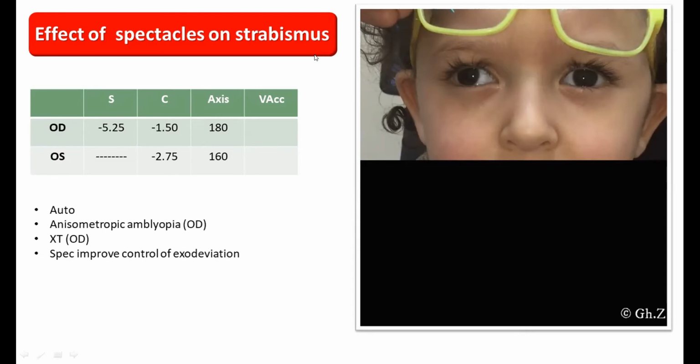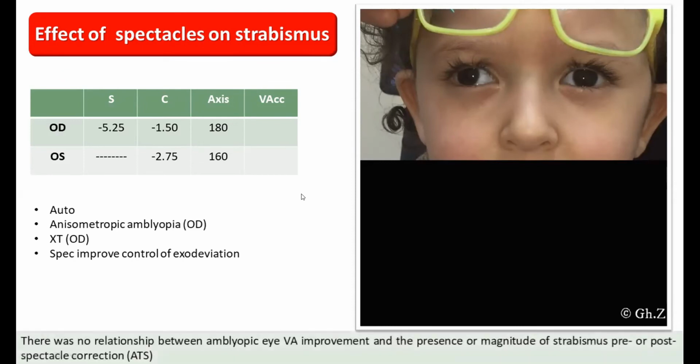But in general, if we have an exodeviation and a myopic astigmatism or myopic refraction, this is good. Usually, the myopic correction improves the exodeviation, and usually the hyperopic correction improves the esodeviation. But of course, there are a lot of exceptions. And according to the amblyopia treatment studies, they found no relation. Again, this is a big topic, and I just wanted to give a hint about this title.